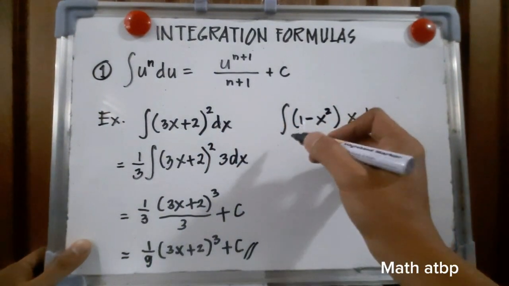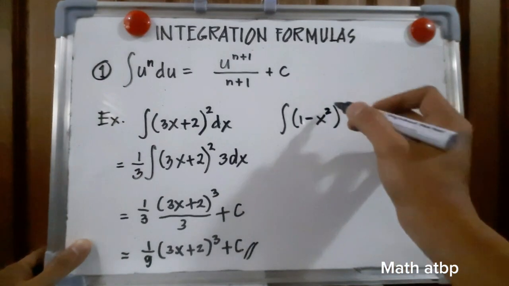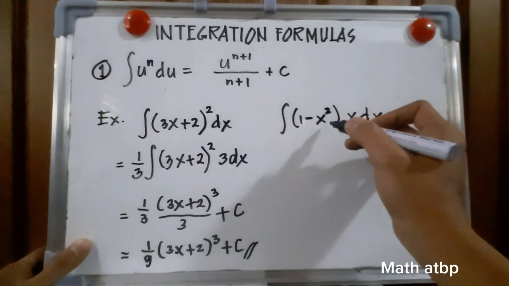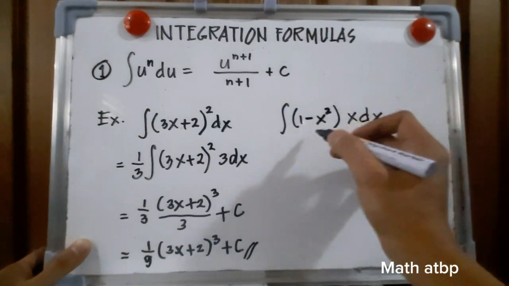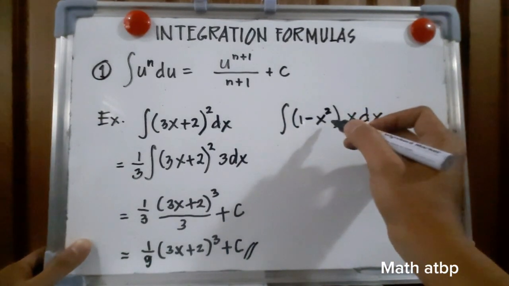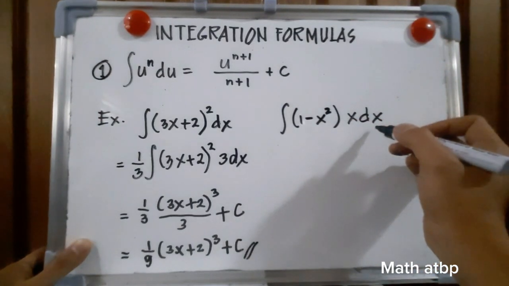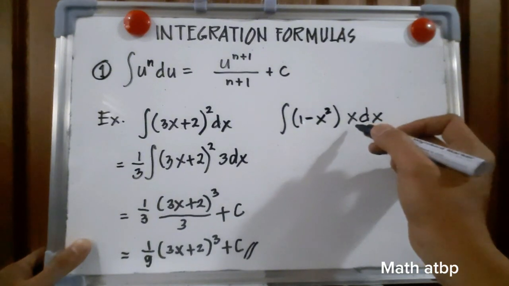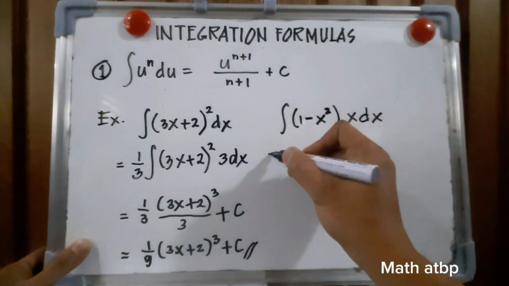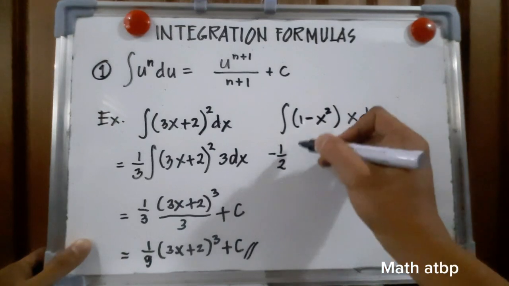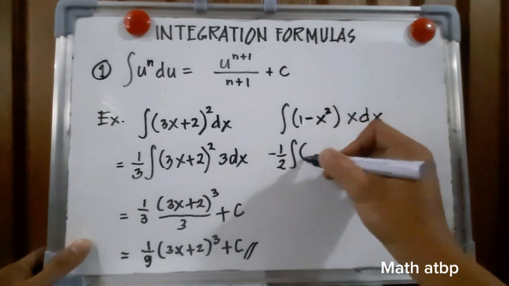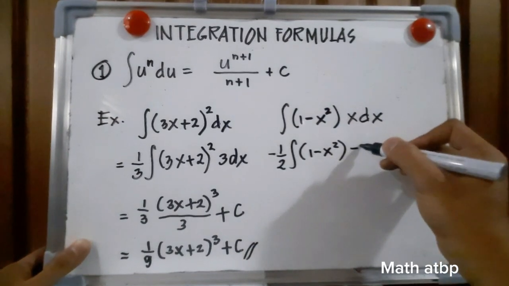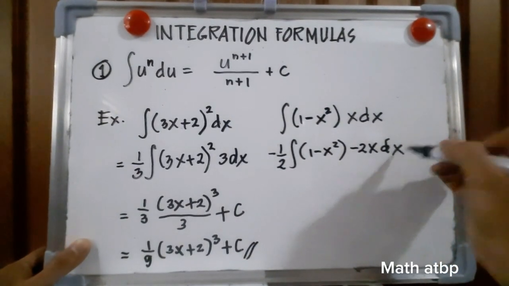Okay, next we have here the integral of the quantity 1 minus x squared closed quantity x dx. Our u is 1 minus x squared and n is understood to be 1. But the derivative of 1 minus x squared is not just x dx. It is negative 2x dx. So, negative 2 is missing in here. To compensate negative 2, we'll be placing negative 1/2 outside the integral sign. Then we have here 1 minus x squared, and then negative 2x dx.